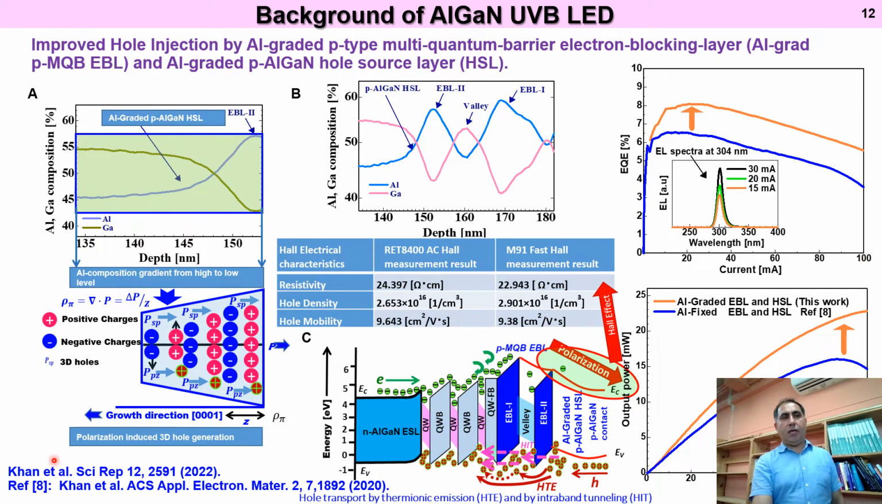By exploiting the polarization effect, we can get very good electrical conductivity. The hole density was 2.6 × 10^16 and the resistivity is around 22 ohm centimeter. By using this design, we can get a high EQE of 8.2% using a medium-size chip, and the light output power is given. But we still have high operating voltages, as shown, which I will show in the next slide.